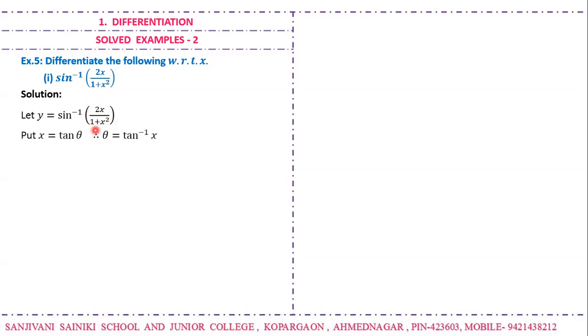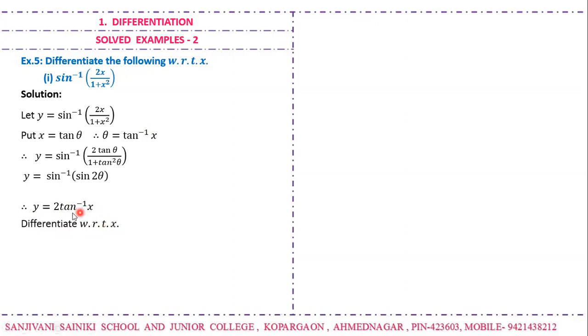Now here this 2x upon 1 plus x square looks like 2 tan theta upon 1 plus tan square theta. So we will substitute x is equal to tan theta. So theta is equal to tan inverse of x. After putting x is equal to tan theta, our equation becomes y is equal to sine inverse of 2 tan theta upon 1 plus tan square theta. But it's nothing but sine 2 theta. So sine inverse of sine of 2 theta is the same as 2 theta, but theta is tan inverse of x, so we get y is equal to 2 times tan inverse of x.